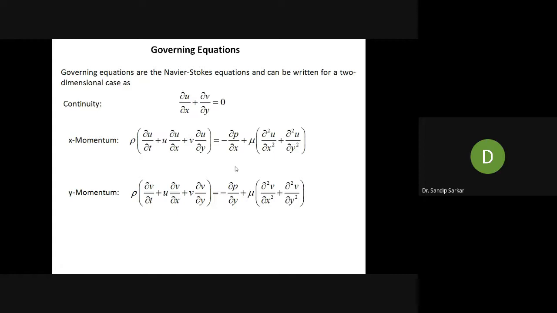So will you be able to solve this equation unless you have a pressure equation available with you? Is that possible? Because you have a u momentum equation, you have a v momentum equation, but there is no equation for the pressure. How to solve the equation for the pressure? Is that possible?